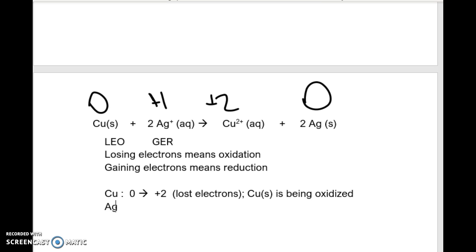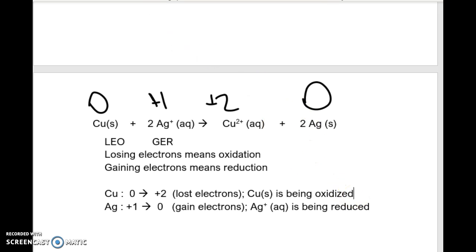And then if you look at the silver, it went from +1 to 0. It's becoming more negative, so it gained electrons. And this means that the silver plus aqueous is being reduced. Notice that I'm using the reactants, and that's for a reason. We have to use the reactants, right?